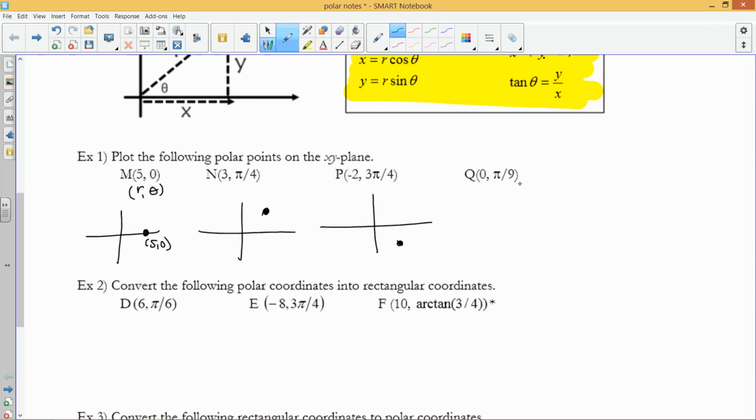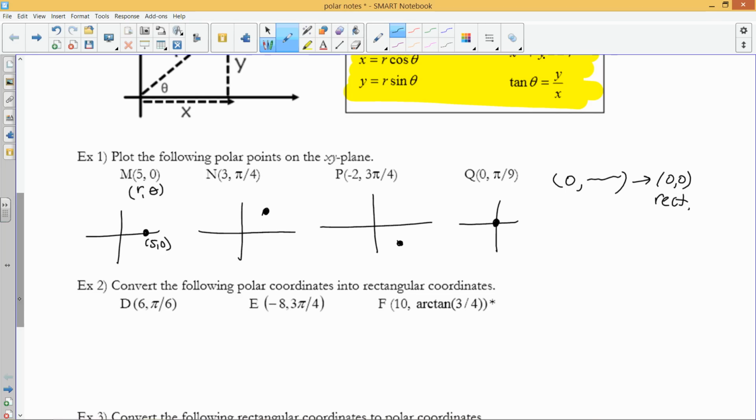And then last but not least, r equals 0, so 0 units from the origin. Theta equals pi over 9. Well, it doesn't matter what theta is because if I have an r of 0, I'm always at the origin. So 0 comma anything you want is always the origin. So (0, 0) in rectangular is (0, anything) in polar.